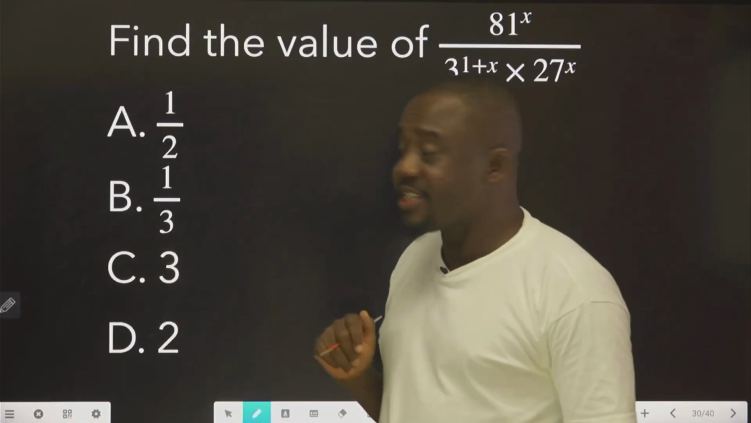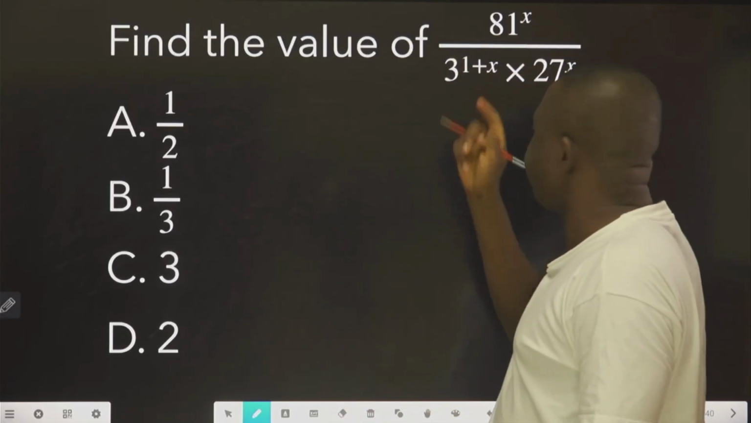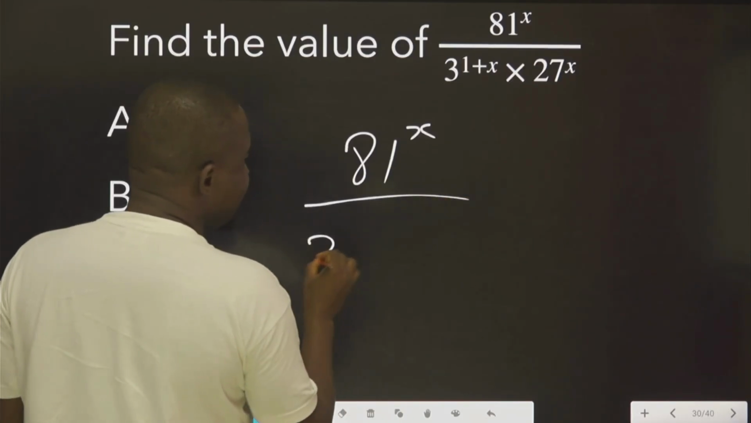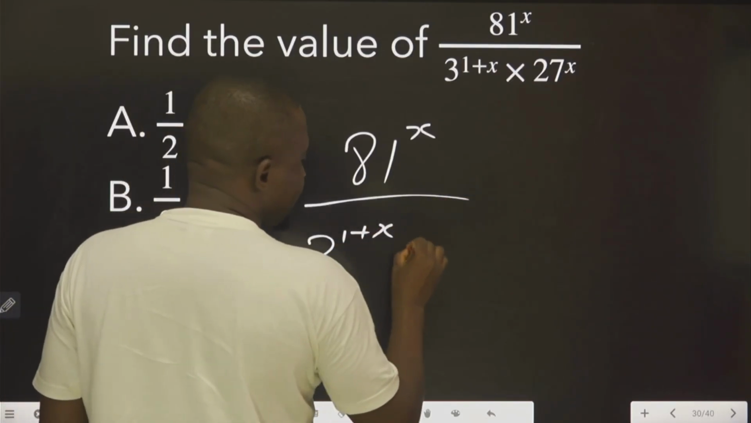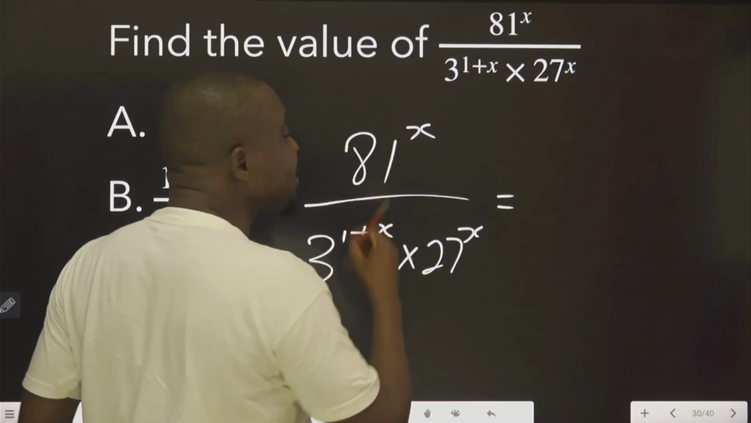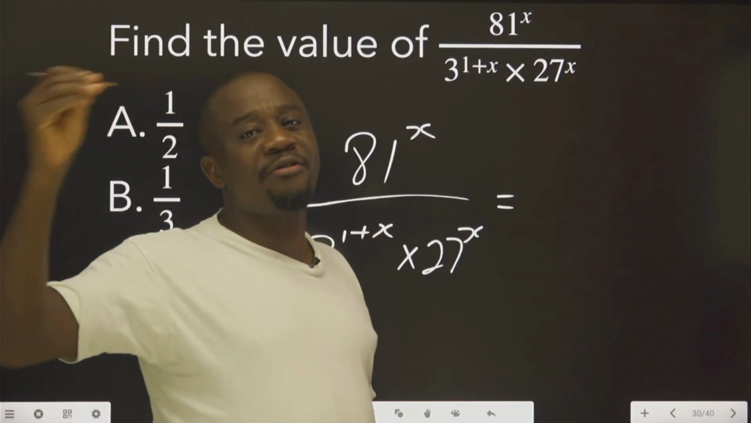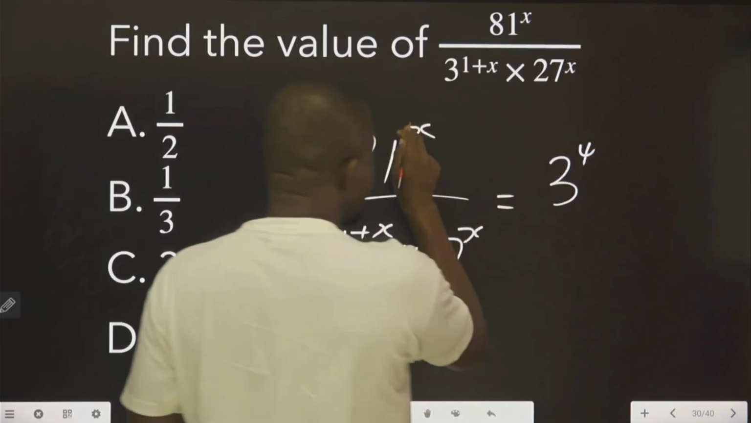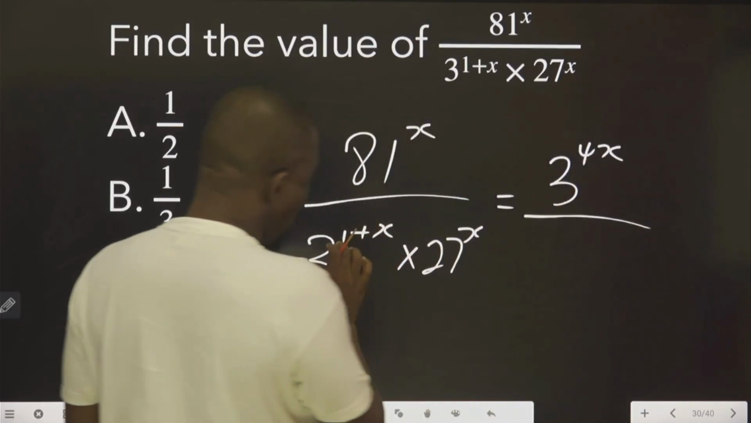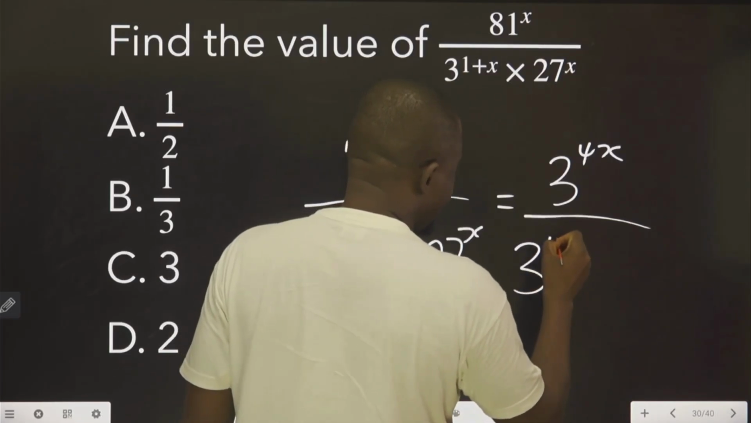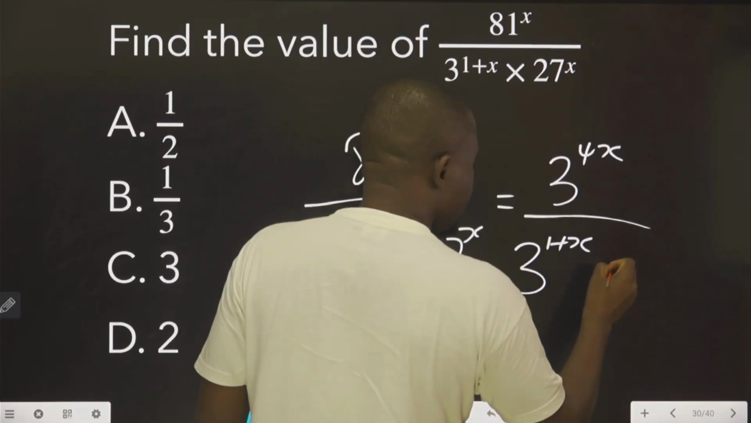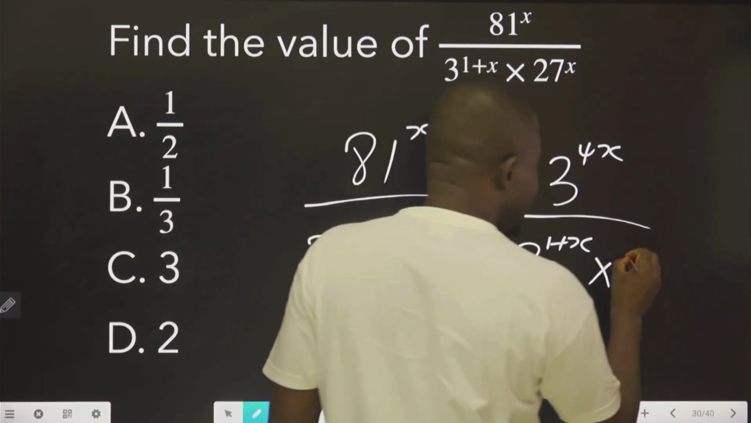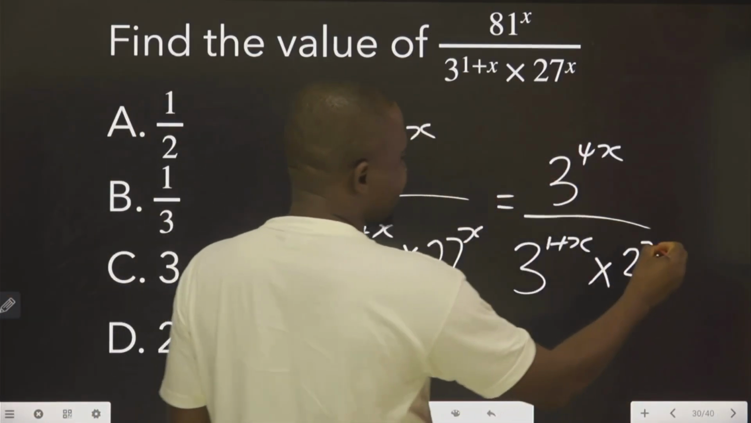Let's look at this question. It says, find the value of these indices. What is the meaning of 81? 81 means 3 raised to power 4. That is 3 times 3 times 3 times 3. 3 raised to power 4. Then we still put this x. What about this? We just leave it like this. What about 27? That is 3 raised to power 3. 3 raised to power 3. Then we still put the x.